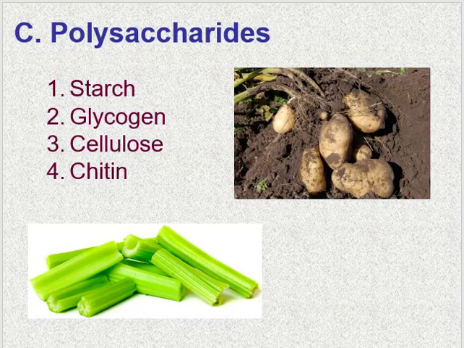The last type of carbohydrate we're going to cover is called a polysaccharide. Polysaccharides consist of long chains of monosaccharides linked together by glycosidic bonds. These chains may be branched or unbranched, and they may contain different types of monosaccharides. Starch, glycogen, cellulose, and chitin are 4 common types of polysaccharides.